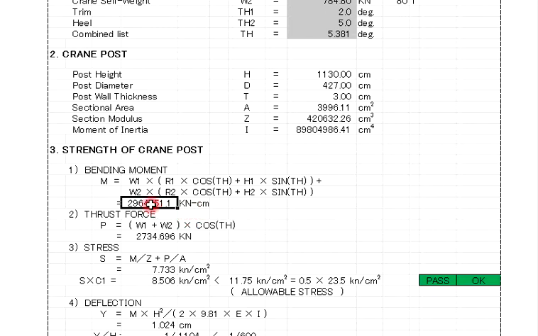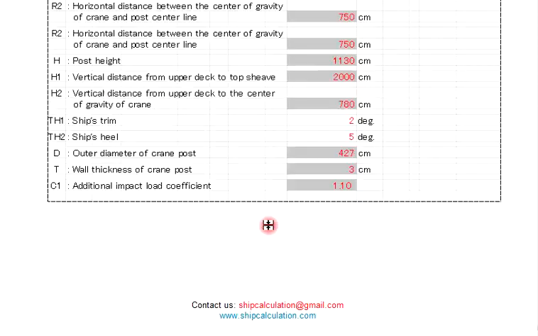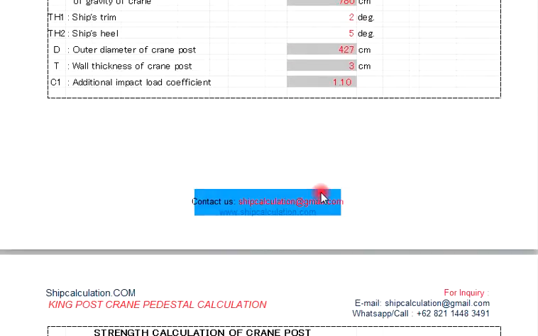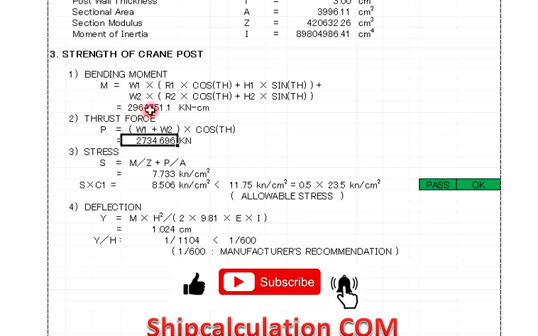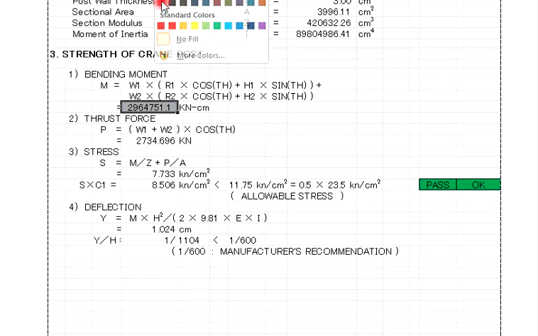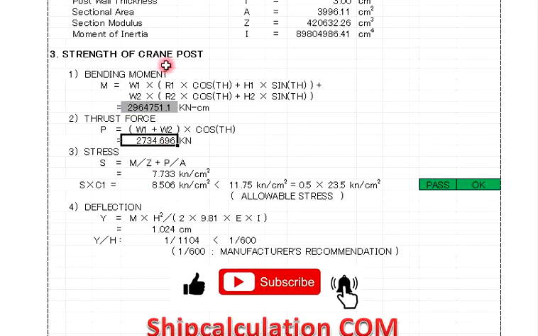This one will become automatic, and then the transport also will become automatic. So all the input here will generate the formula, and then we get the result. Okay, so this one is getting the result, so you don't need to change. Okay, and this one is also the stress. So the allowable stress is 11.75, so this one is below 11.75, so it's acceptable.